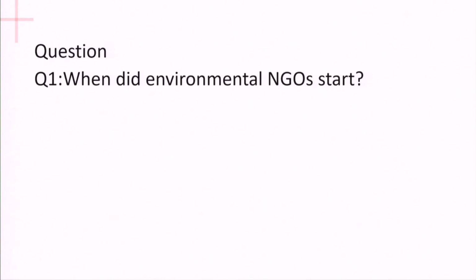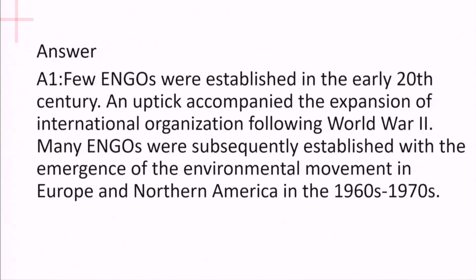Question 1. When did environmental NGOs start? Few environmental NGOs were established in the early 20th century. An uptick accompanied the expansion of international organization following World War II. Many environmental NGOs were subsequently established with the emergence of environmental awareness and environmental movement in Europe and North America, which happened across 1960s and 1970s, and we find many of the NGOs were established during this period.